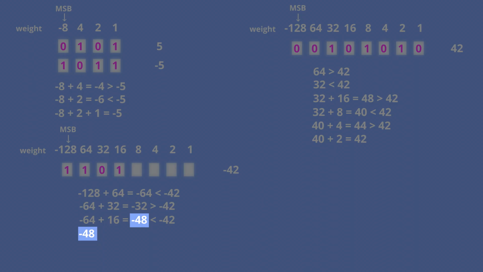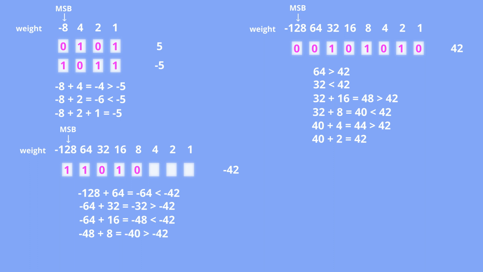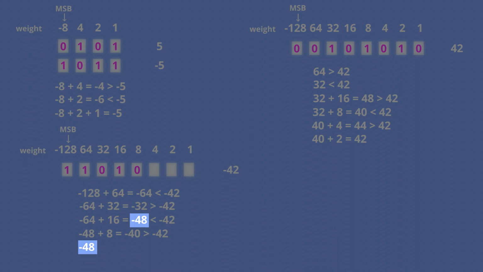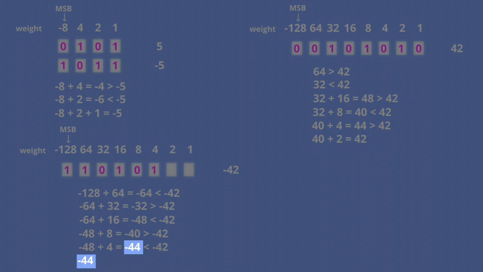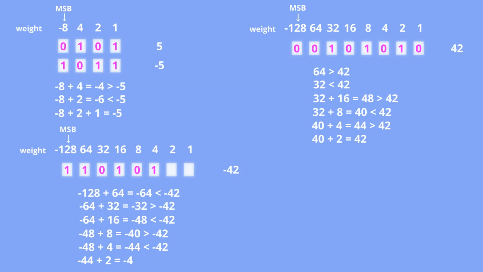We don't need to take 8, because negative 48 plus 8 equals negative 40, and negative 40 is greater than negative 42. We need to take 4, because negative 48 plus 4 equals negative 44, and negative 44 is less than negative 42. Next we take 2 and obtain negative 42. Of course, we don't need to take 1.